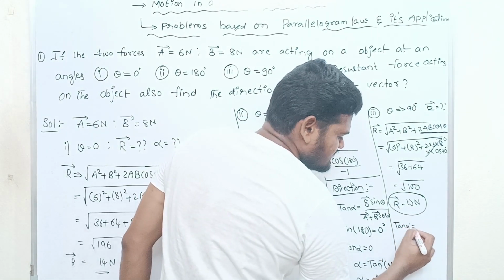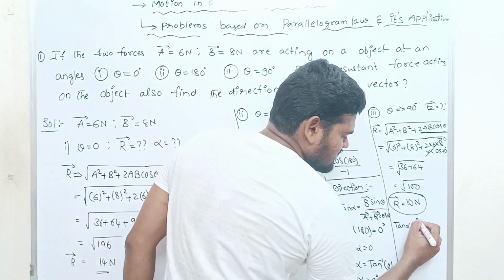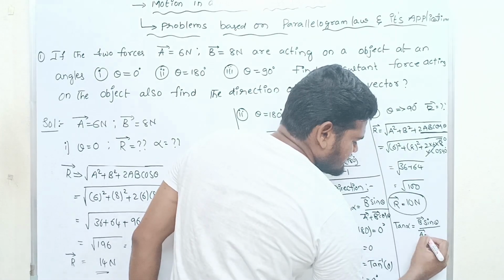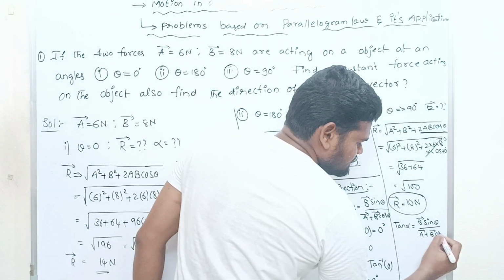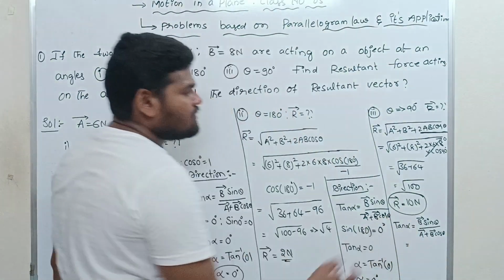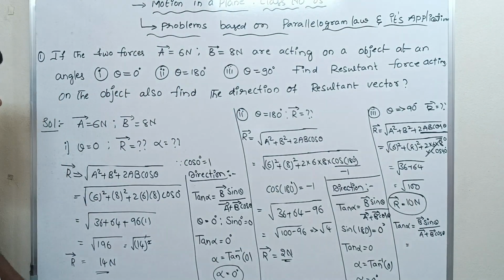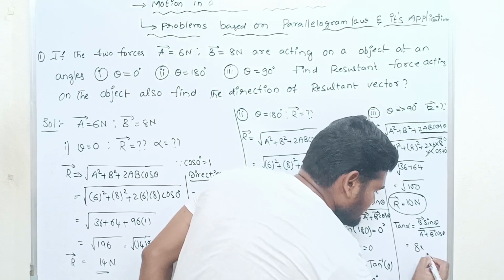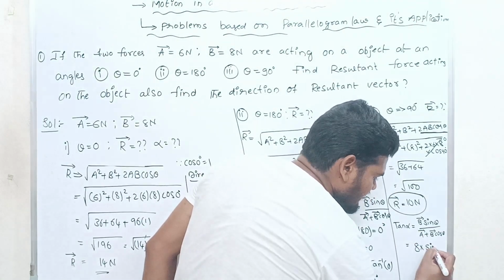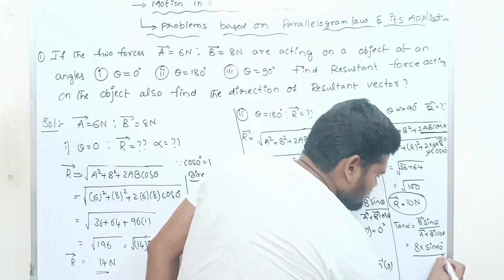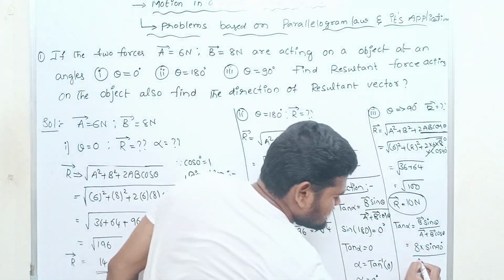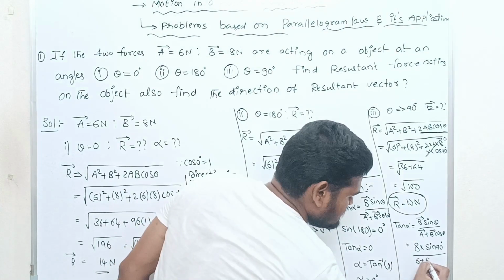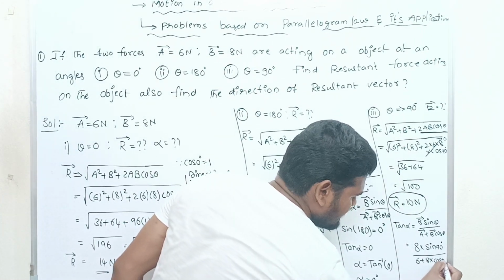So tan alpha is equals to b bar sin theta divided by a bar plus b bar cos theta. What is the value of b bar? What is the value of b bar, ma? So 8 newtons. Okay, b bar is equals to how much? 8 newtons into sin theta, sin 90, divided by what is the value of a? A is nothing but 6 plus b bar. What is the value of b bar? 8 newtons into cos 90 degrees.